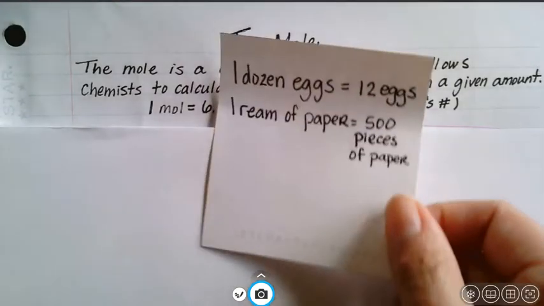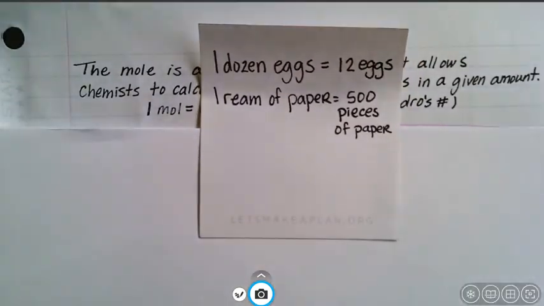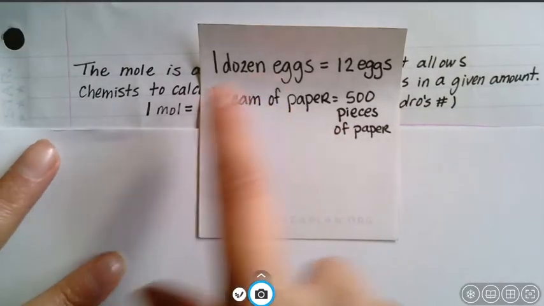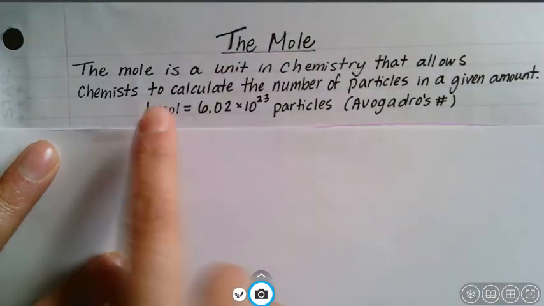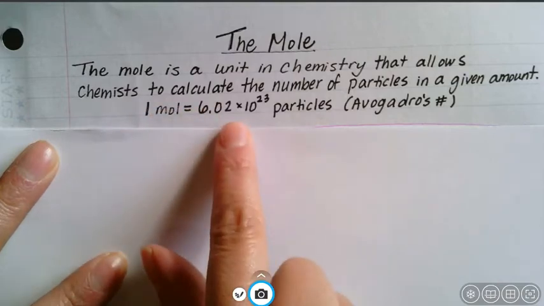For example, if I were to tell you I have a dozen eggs, you would know exactly how many eggs you have. You'd have 12, right? I could tell you you have a dozen cars. How many cars do you have? You have 12. So it's a unit that's associated with a number. Another one, a ream of paper is 500 pieces of paper. So, a unit associated with a number. All right. So our unit is a mole, and it's associated with a number, 6.02 times 10 to the 23rd.